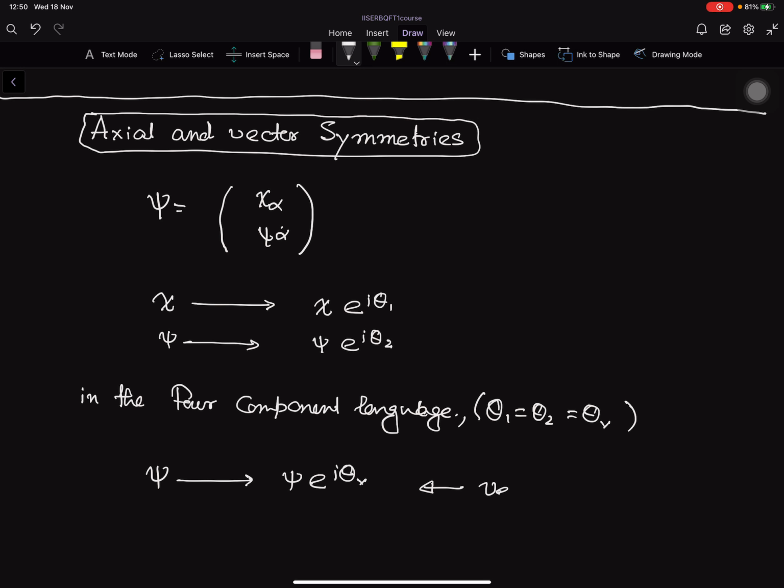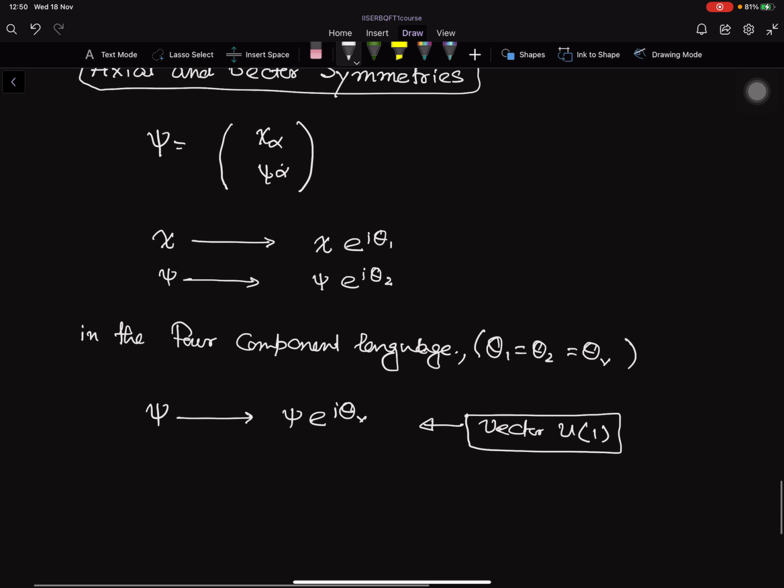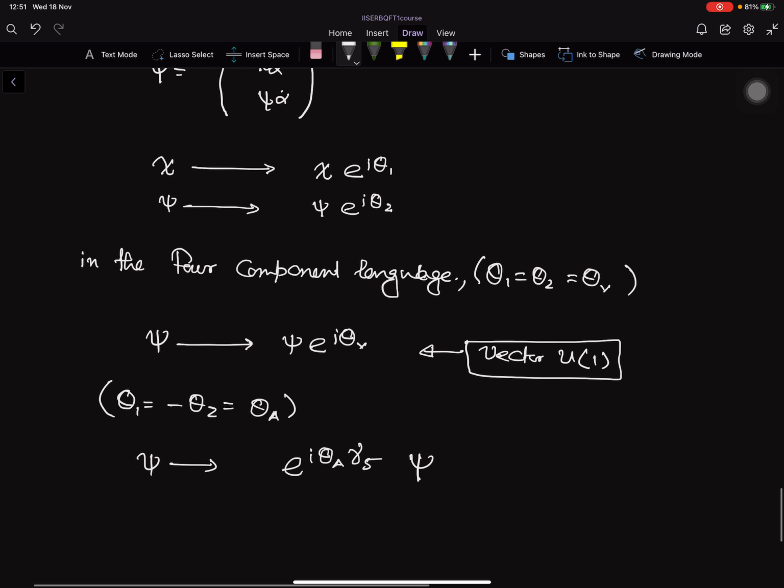This is called vector u1, not vector rotation. The reason for calling it vector u1 will become clear later when we construct the action. For the time being, just take it to be a name. Similarly, in the four component notation, we can take theta 1 to be minus theta 2, equal to theta a, and then this becomes exponential i theta a gamma 5 acting on psi, and this is called axial rotation.